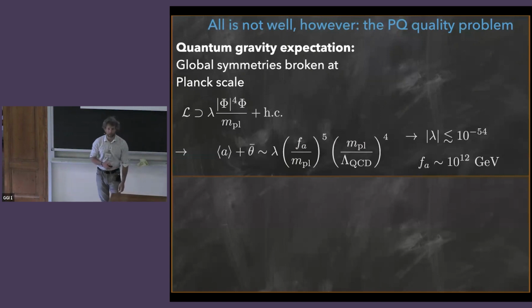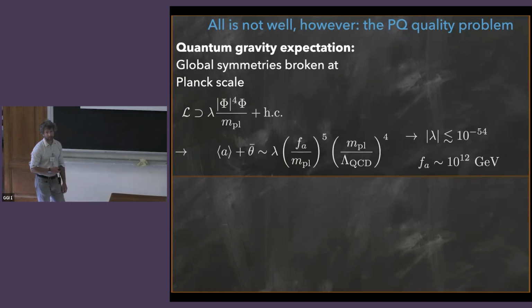All is not well here, and that is the PQ quality problem. Recall the PQ quality problem arises from this expectation that quantum gravity should break global symmetries, which means that we don't expect to have accidental, very high quality global symmetries, at least without doing extra model building gymnastics. So generically, I could write down any Planck suppressed operator that I wanted. Maybe that's your expectation, that I could write down any Planck suppressed operator that respects gauge symmetries, but doesn't have to respect any of my global symmetries.